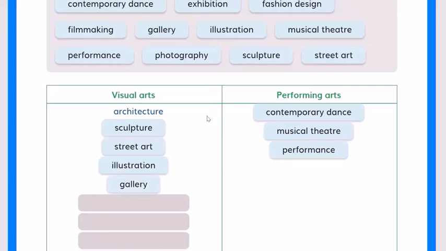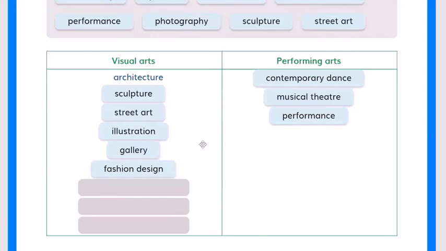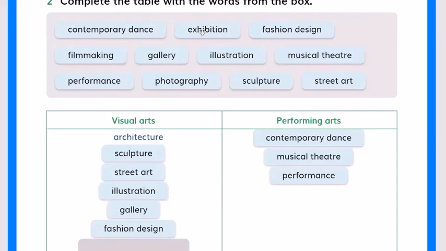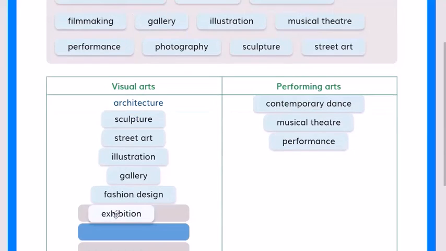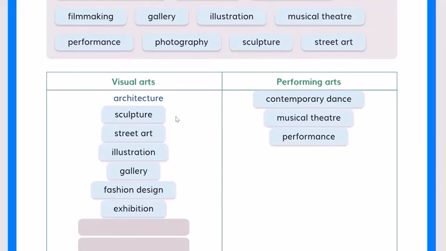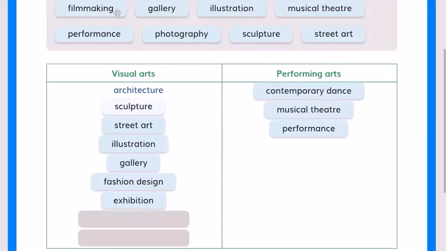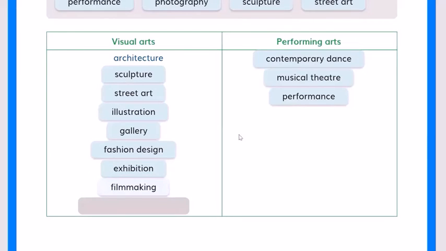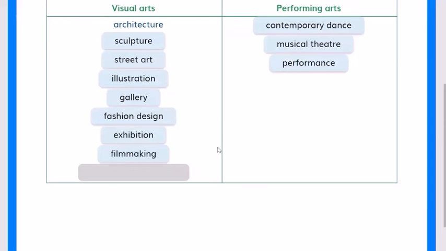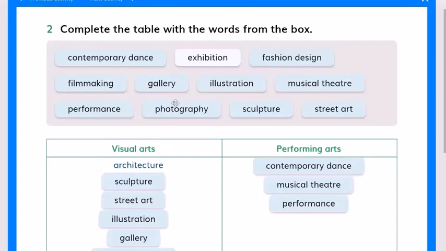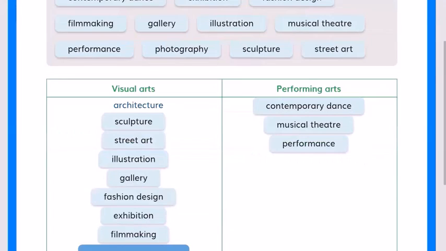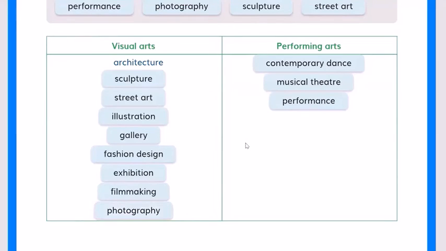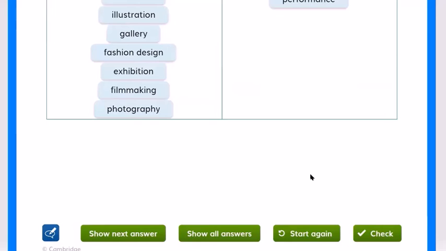And guys, seemingly the others are going under the title of visual arts. Okay, let's see whether they are all okay or not, because I don't want to spend much time on it. Okay, gallery, fashion design. I just put exhibition, but it went away. I don't know why. Okay, exhibition. What else is there? There's filmmaking, I think. Let's see whether filmmaking is under the category of visual arts or not. And photography was matched. No, photography wasn't matched. We are matching photography and leaving it in the gap under visual arts. And let's see whether they are correct or not. So we are checking, guys.